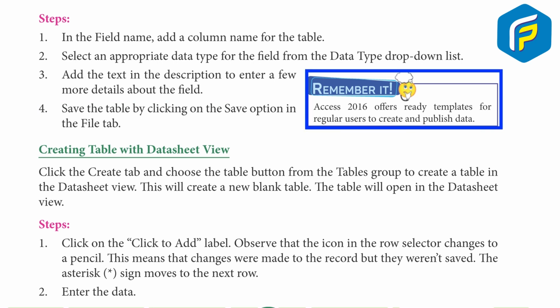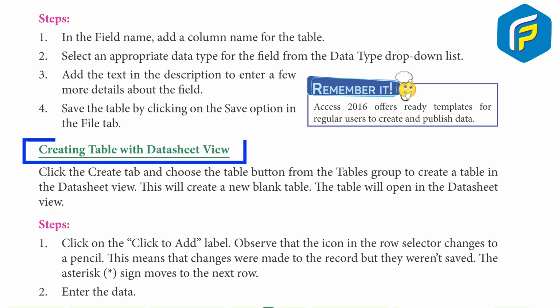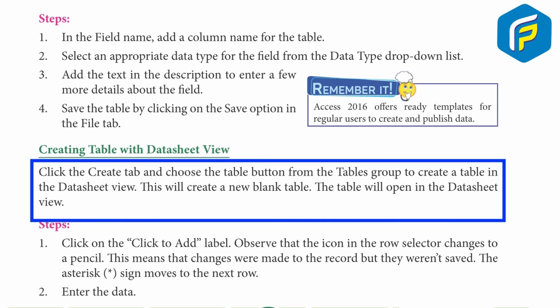Remember it, Access 2016 offers ready templates for regular users to create and publish data. Creating a table with datasheet view. Click the Create tab and choose the Table button from the Table group to create a table in the datasheet view. This will create a new blank table. The table will open in the datasheet view.